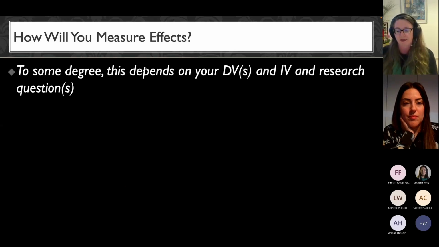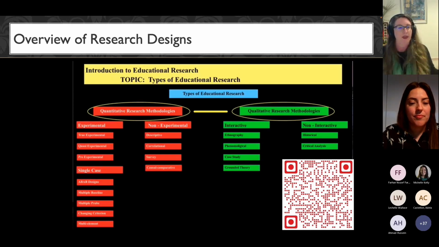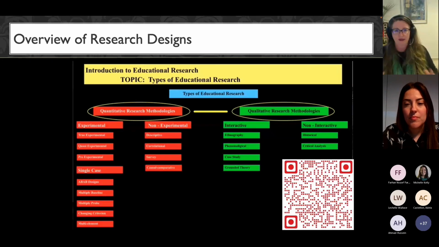You may use different procedures. I'm going to zoom out, big picture for a moment, to talk about research designs. If research is brand new to you and you're just walking into it, you may want to take a step back and look at the big picture. This QR code goes to a video that's an introduction to different types of research.